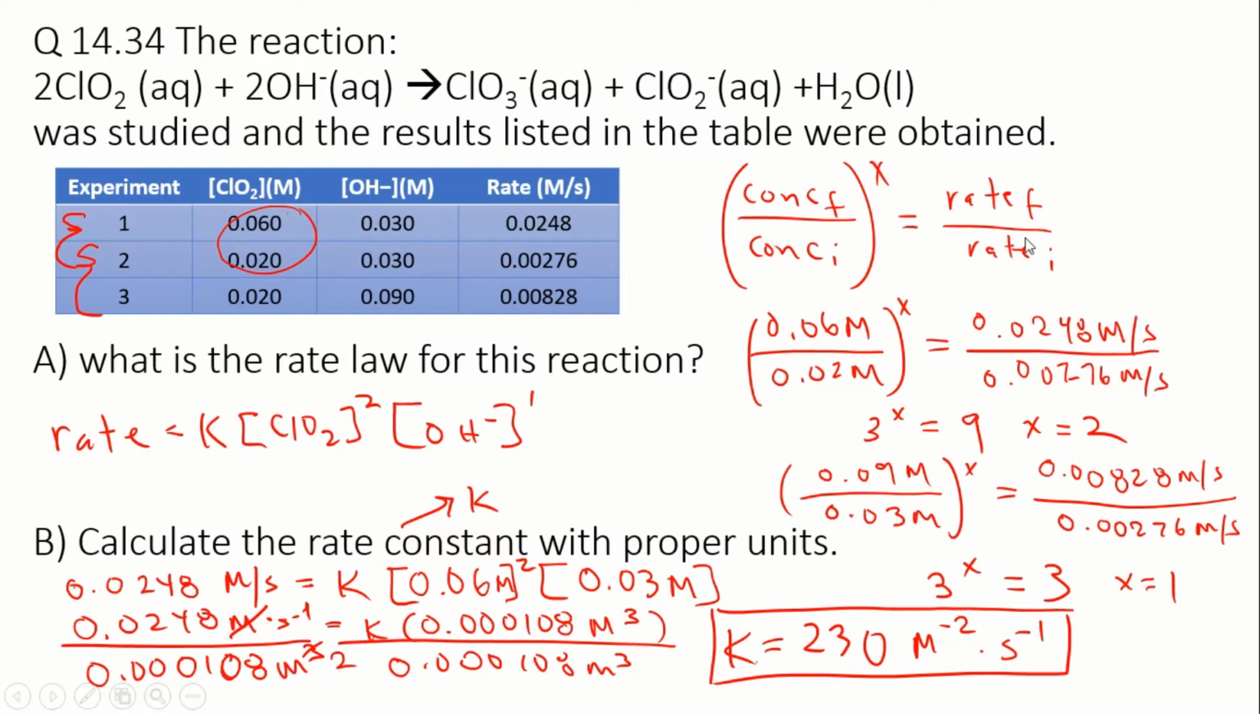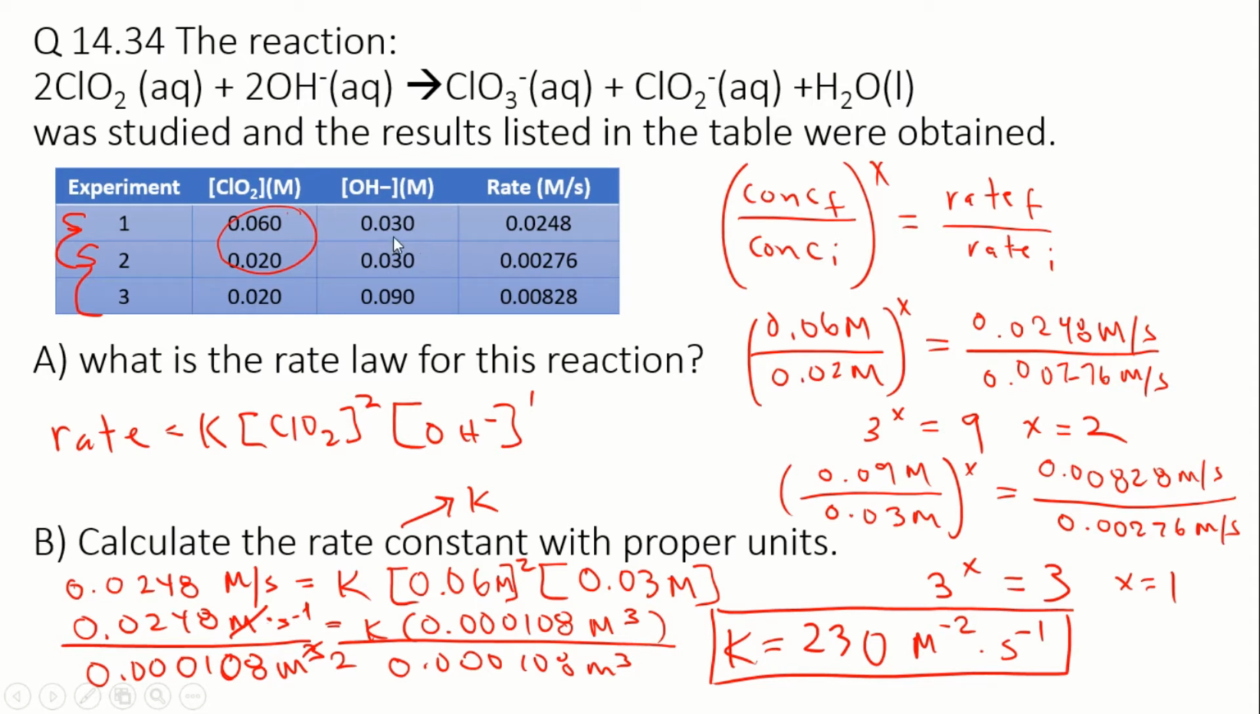And I also gave them this shortcut to basically figure out what order the reaction is for each reagent in the reaction, and that equation is concentration final divided by concentration initial, all raised to an exponent that we're trying to find. That's the order with respect to the chemical we're looking at, and that equals rate final divided by rate initial.